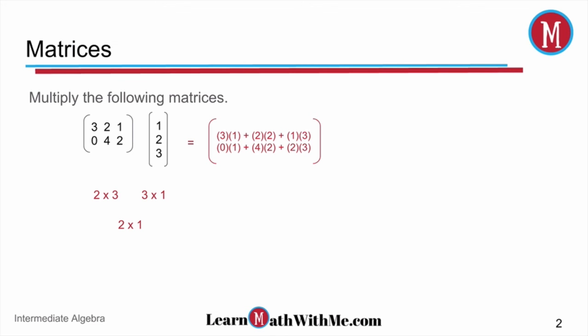Now, row 2 of the first matrix by column 1 of the second matrix. And that's 0 times 1 plus 4 times 2 plus 2 times 3. Now we want to do all this multiplication, and we're left with 3 plus 4 plus 3 for the first position, and then 0 plus 8 plus 6. Add all those numbers up, and we get a 2 by 1 matrix of 10, 14.